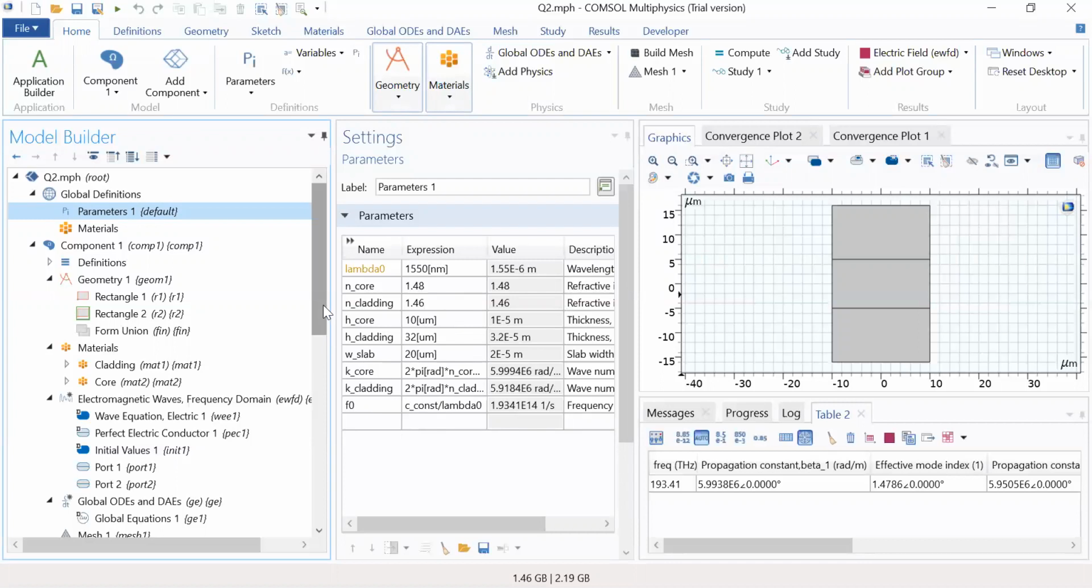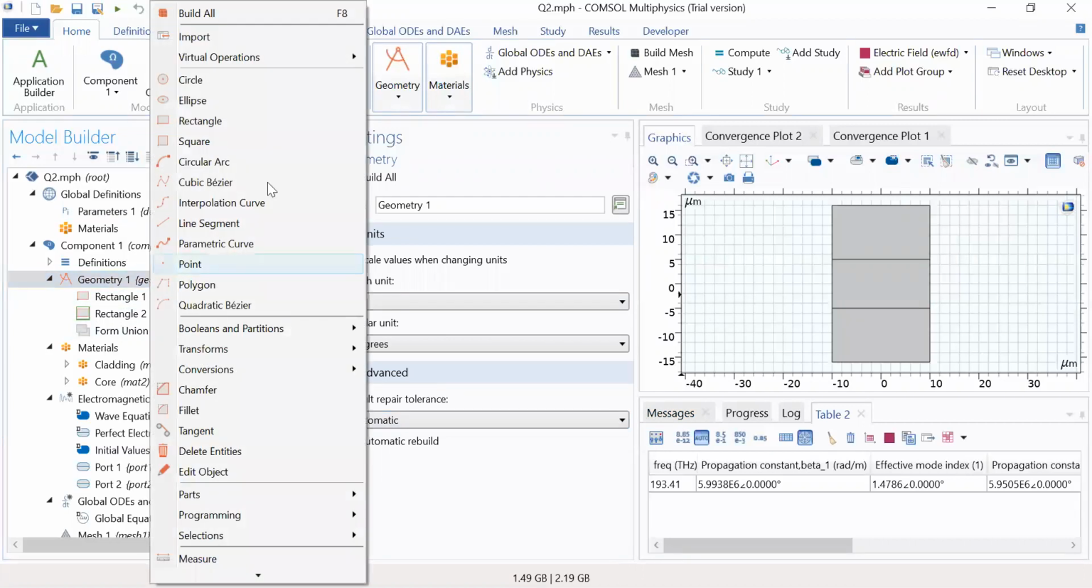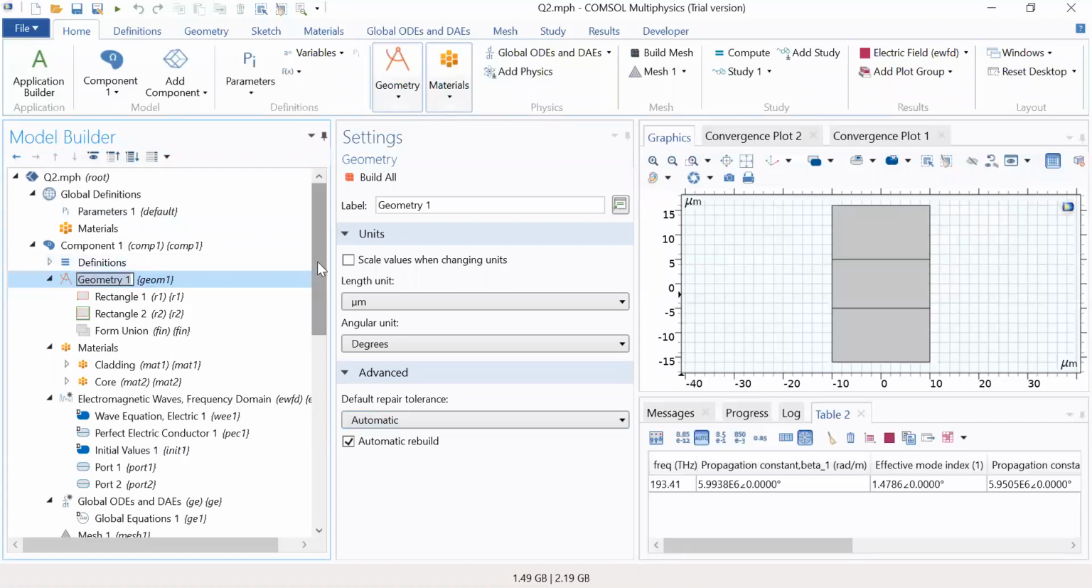After defining these parameters, we go to the geometry, in which we define the layout of our waveguide. As we are working on rectangular waveguides, we choose rectangles from this rectangles section. We start by defining the core region first, and then the cladding region. We start with the micrometer length unit, and we need to choose this from this option.